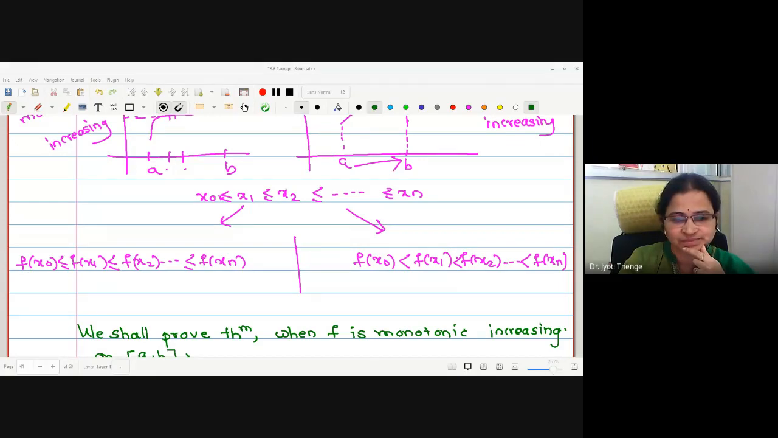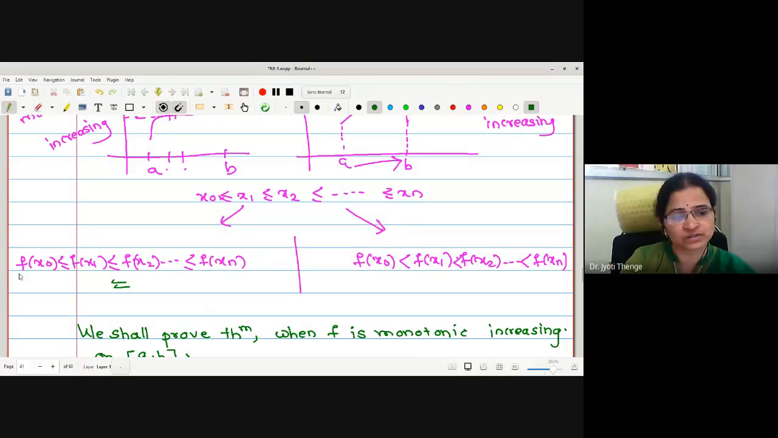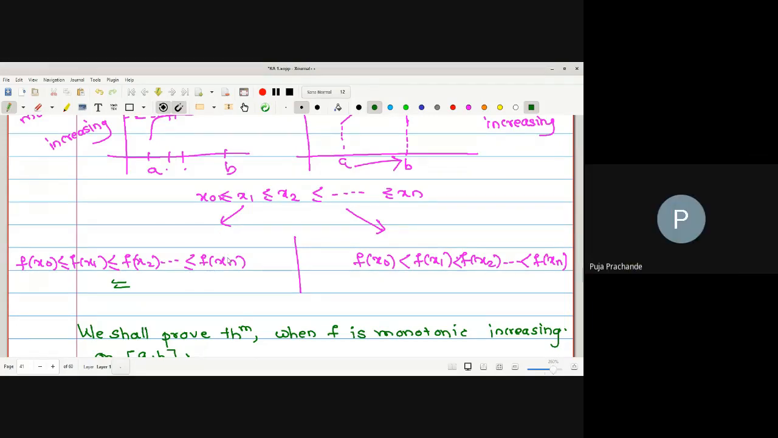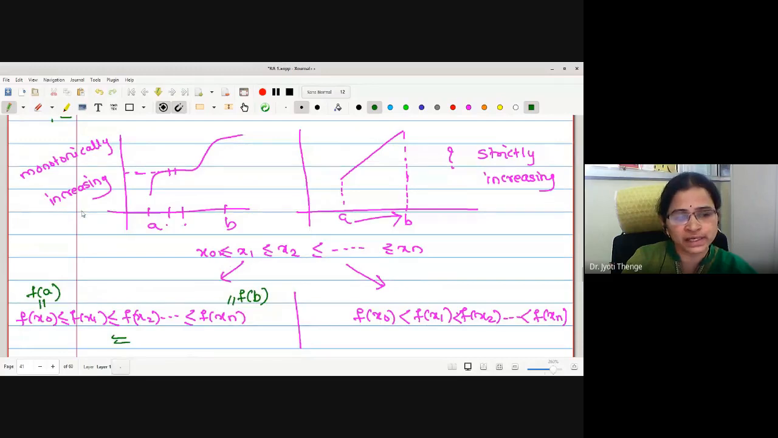Whether a monotonically increasing or decreasing function is bounded or not. Look at the statement I have written now. What does it say? Bounded. What is my lower bound? F of x naught. What is the upper bound? F of x n. Correct? Or if I write this as a, this is f of a, and this is equal to f of b. Therefore, f of a is the lower bound, f of b is the upper bound for a monotonically increasing function.